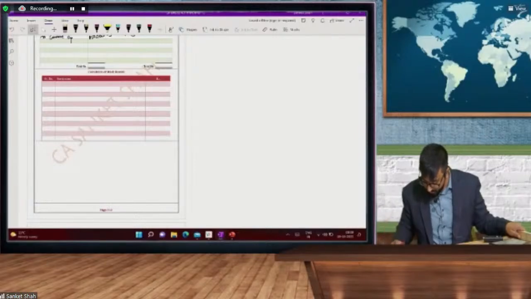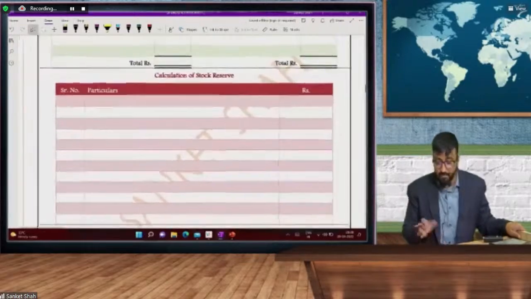All students answered it now. कब से सॉल्व कर रहे हैं यार?